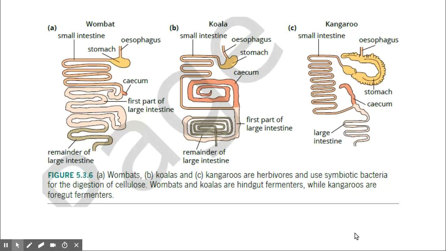Here we can see different types of fermenters. We see that wombats and koalas are hindgut fermenters, and we know that because they have quite a large and long large intestine. However, kangaroos are foregut fermenters. We can see that by them having quite a large stomach there. Also, back to the hindgut fermenters, we can see their cecum, which comes off at the end of the small intestine.